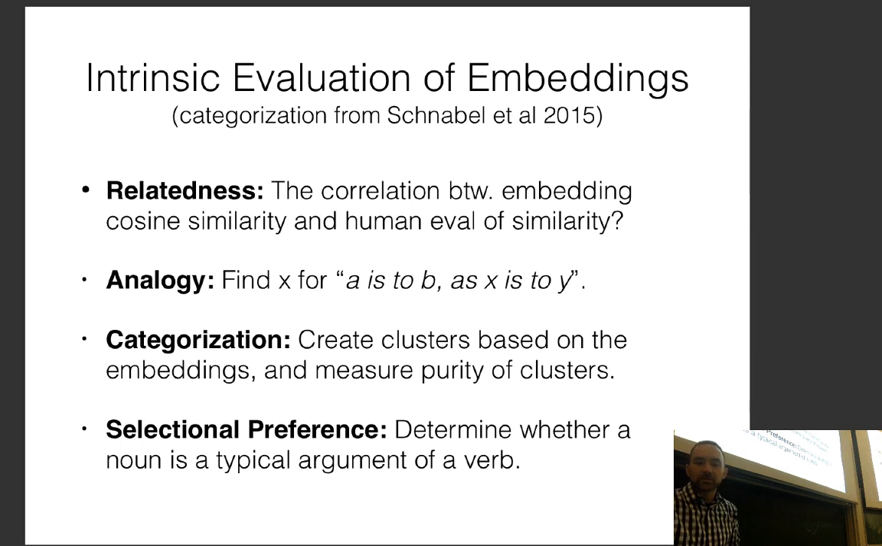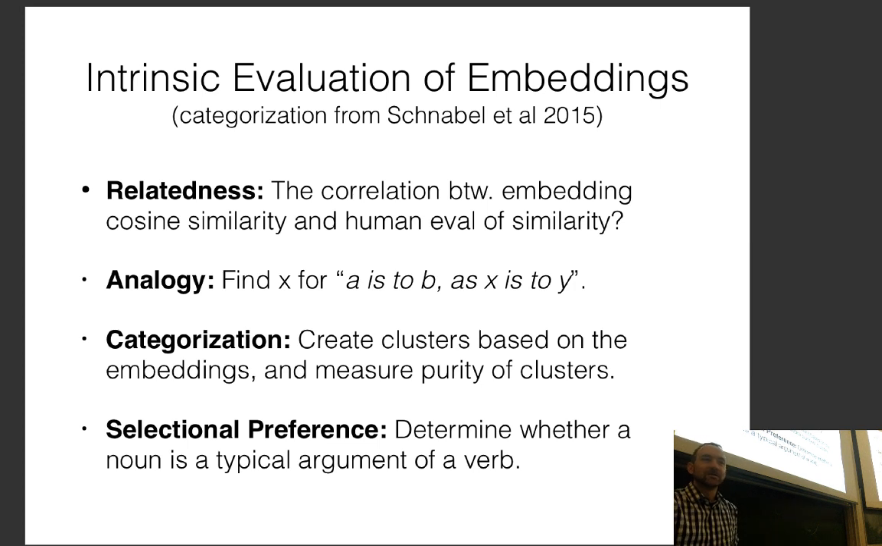Then the selectional preference thing, I don't remember the exact details of this particular thing because I just read it through proxy in the Schnabel et al. paper. But I believe what they're doing, selectional preference basically is, if I tell you that X barked, what would you think X would be?